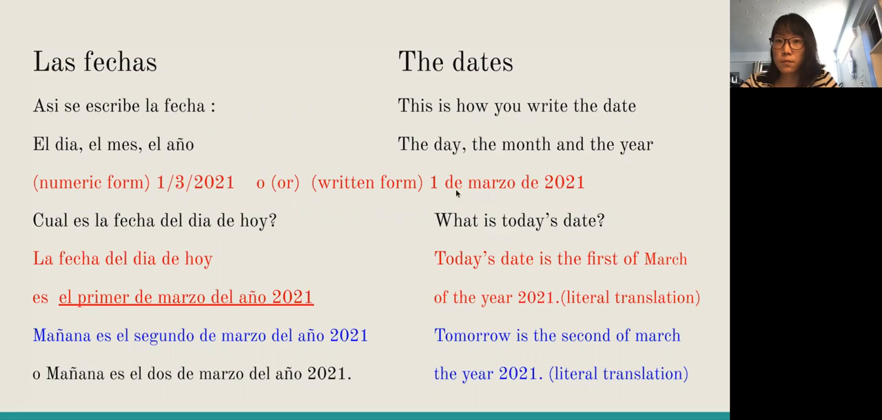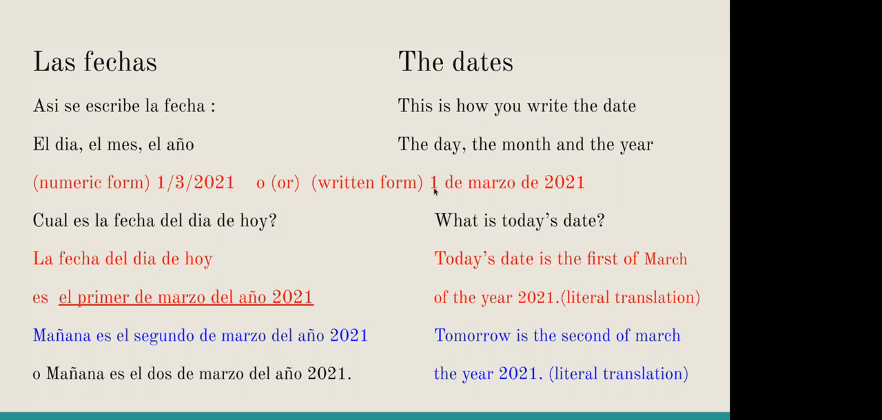Or you can write it this way. 1 de marzo de 2021. Okay, this is a written form, right? To pronounce it, you would say el primero de marzo. Okay. Alrighty. And then these are different ways also. ¿Cuál es la fecha del día de hoy? La fecha del día de hoy es el primero de marzo del año 2021. So can somebody be brave enough to tell me what today's date is?